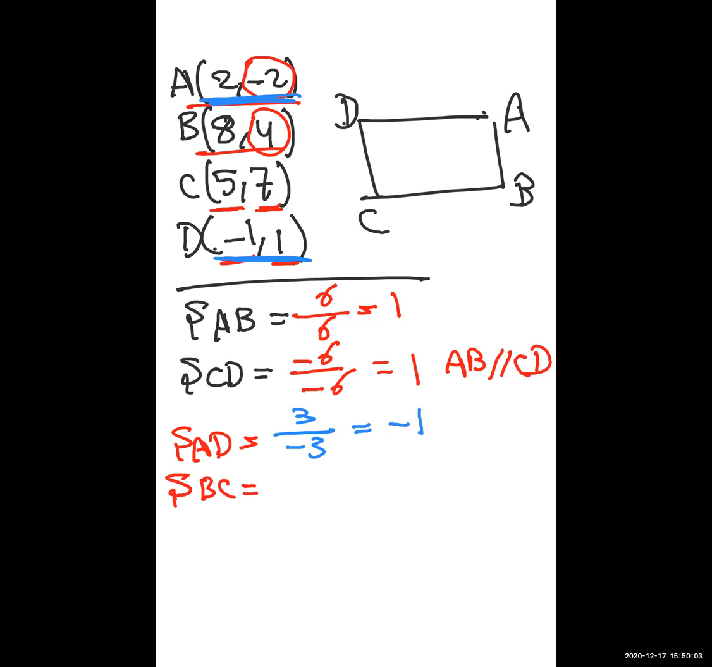Okay. And the slope for BC, 7 minus 4 means 3 over 5 minus 8, negative 3. So it will equal negative 1. So the two slopes are equal. So this means AD is parallel to BC. Now it's a parallelogram. Okay.